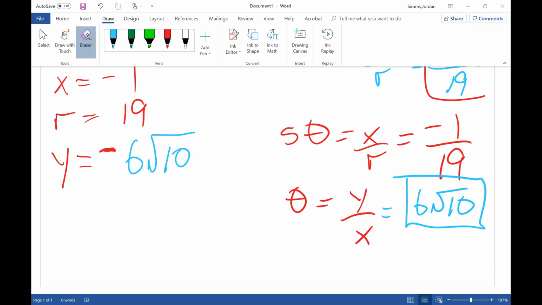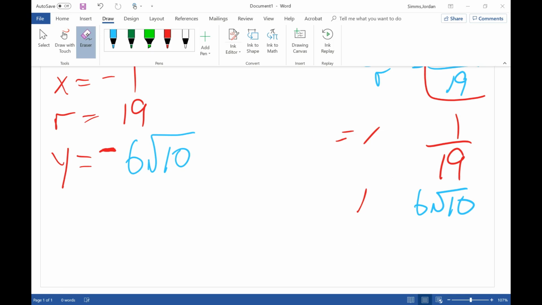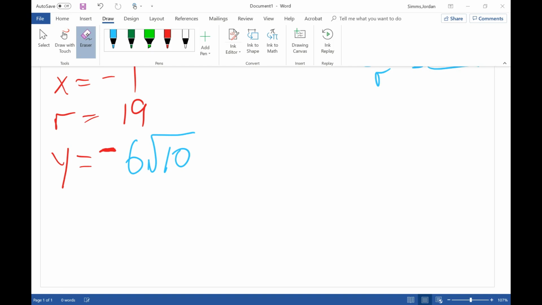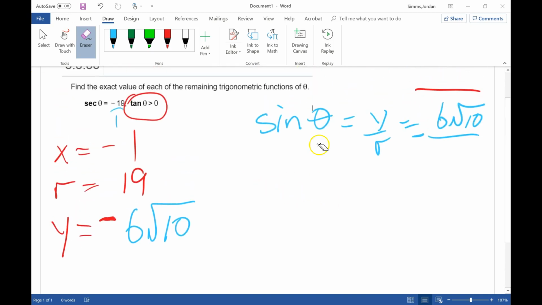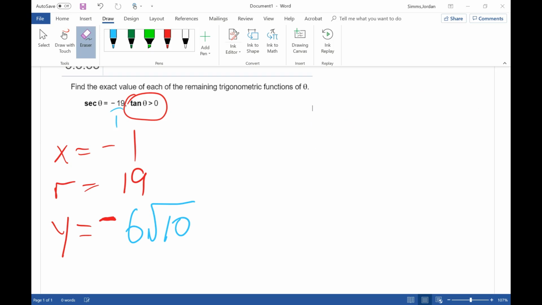I'll erase this because I need some room. And we'll just do the inverses of all of these, right? Basically, that's kind of what we're going to do. So the secant was given to us. We actually know what that is already. They probably won't even ask you to blast that in.